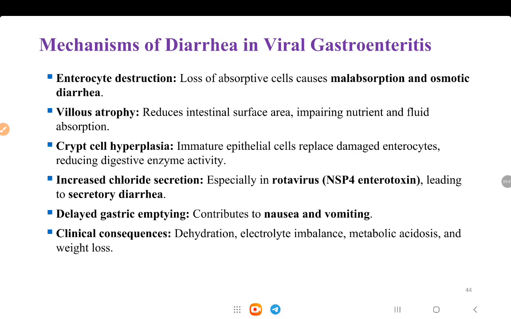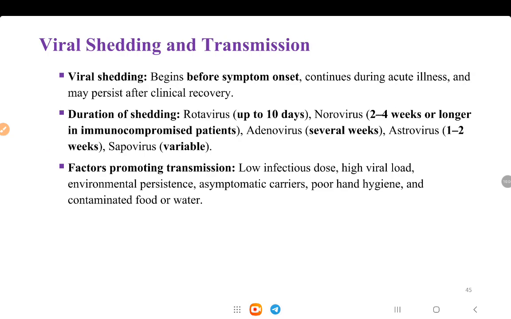The clinical consequences of all these mechanisms lead to dehydration, electrolyte imbalance, metabolic acidosis, and weight loss. Next, viral shedding and transmission.